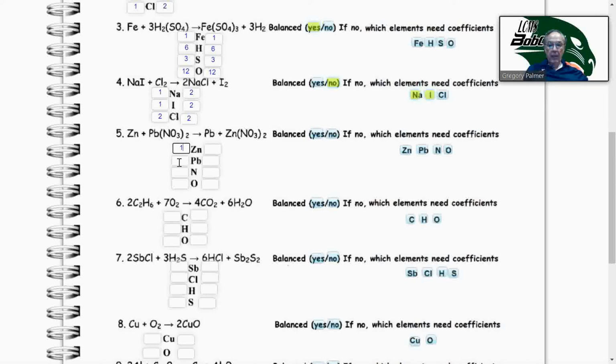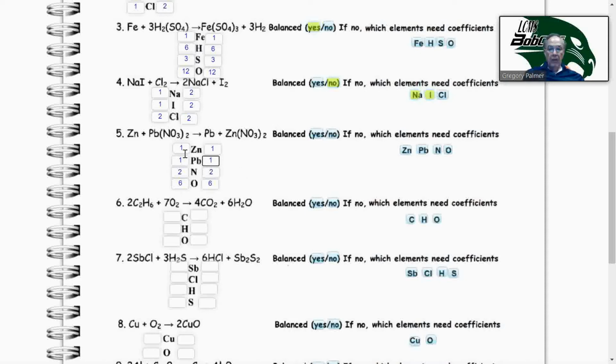and then in this formula there's 1 lead, and because there's a 2 on the outside of the parentheses and then 1 here by the nitrogen, it's understood. So 2 times 1 is 2, 2 times 3 is 6. Over here on the product side, we have 1 zinc, and then there's 2 times the N, so there's 2 nitrogens. 2 times the 3 is 6 oxygens, and then we have 1 lead.